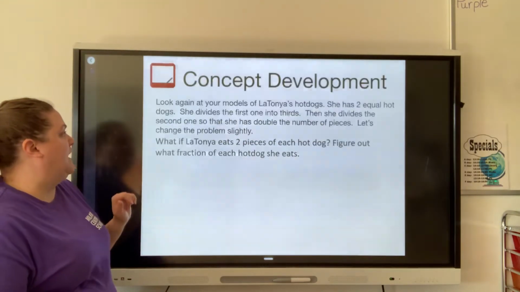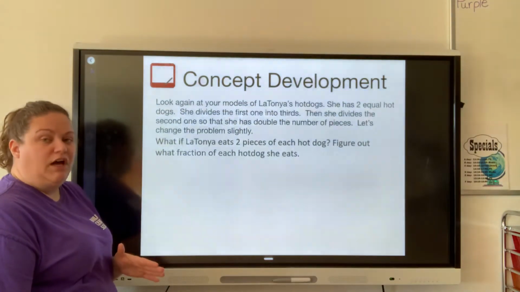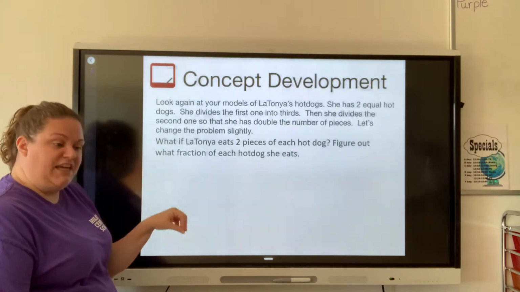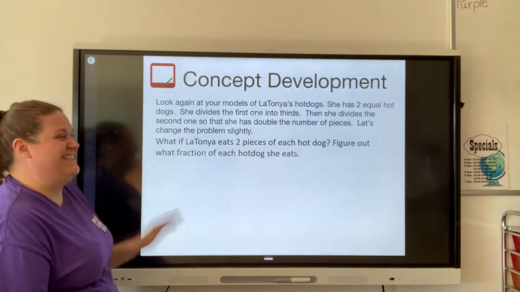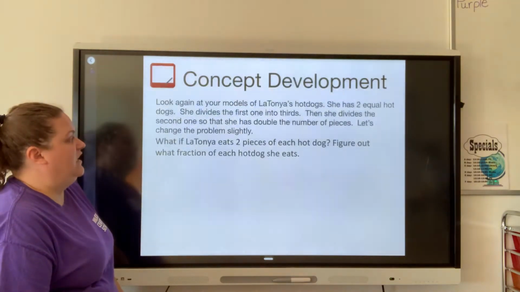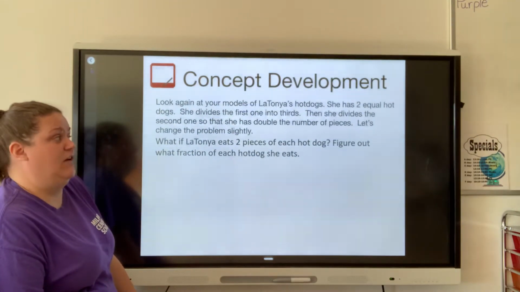So as we move on, this is going to actually be part of the word problem too. So if you haven't done the word problem of the day, if you started with that, that'd be great. But you can just jump into it because this is the same part. So it says, look again at your models of Latania's hot dogs. Well, we're going to do Latania's hot dogs right now, her problem.